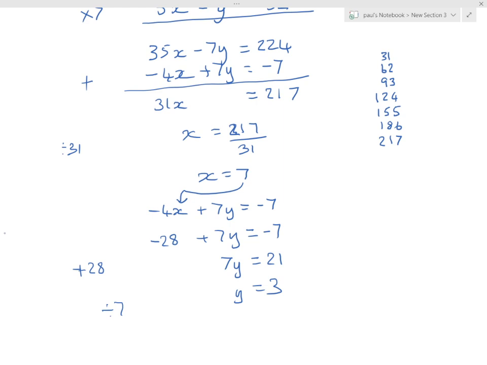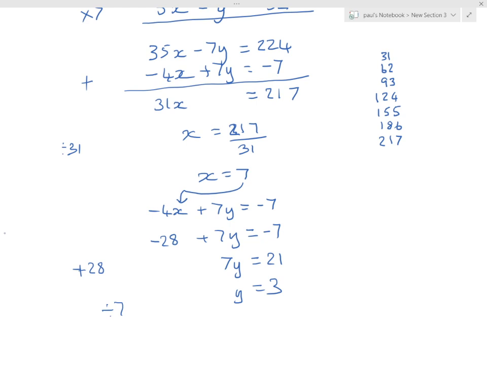Now, as a sort of tip, it doesn't matter which way you do this. I multiplied by 7 to match the y's. You could have done multiply by something else to match the x's, or whatever you wanted to do. It doesn't make any difference which way round you do these. You will always find one of them, and that will enable you to find the other.